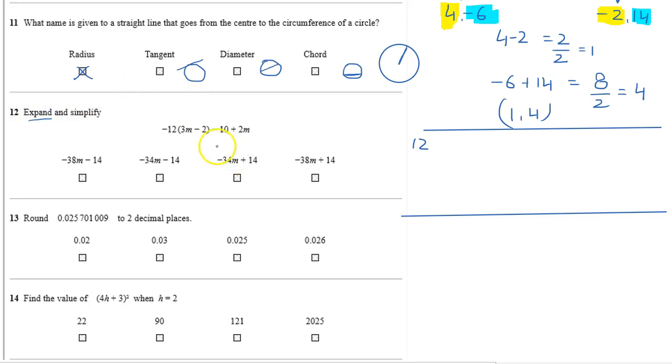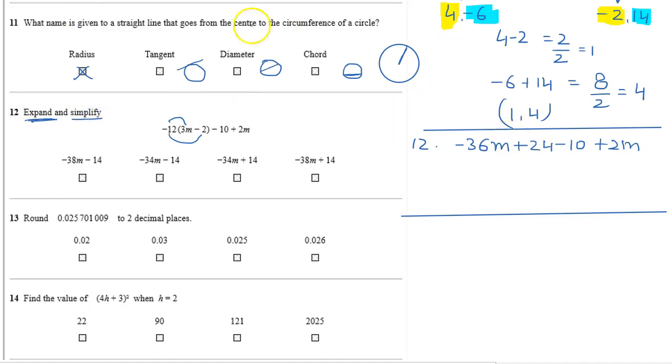Expand. First, expanding means to remove the bracket. So we are going to expand it. Minus 12 times 3 is minus 36m. Minus 12 times minus 2, minus minus is plus, and 12 times 2 is 24, minus 10 plus 2m. That is the meaning of expand. We have expanded it. Now simplify.